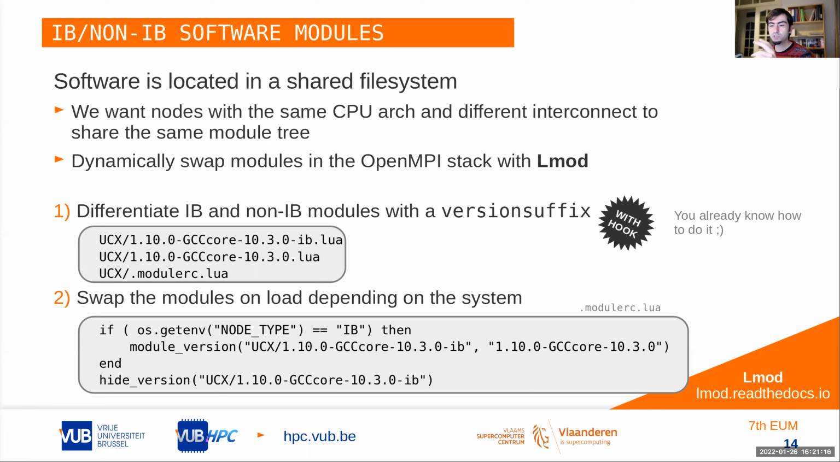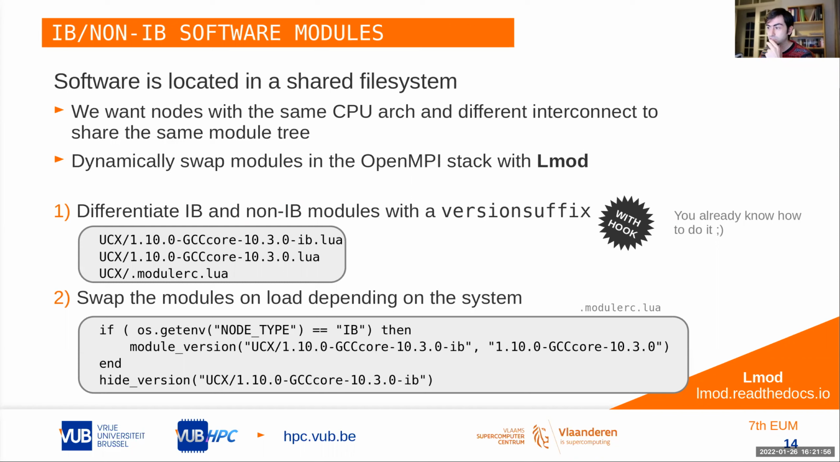And in that shared module tree, we install UCX and OpenMPI with InfiniBand and without InfiniBand in the same tree. And we differentiate the InfiniBand installation with an additional version suffix, which is also injected with a hook. You can do that in the parse hook, as I showed you in a previous slide. And then with Lmod, we dynamically swap the UCX or OpenMPI modules with the InfiniBand ones whenever the regular OpenMPI or UCX module is loaded in a node that supports InfiniBand.